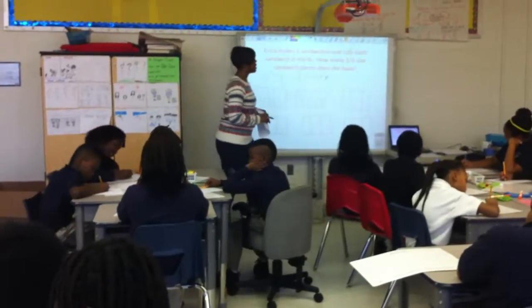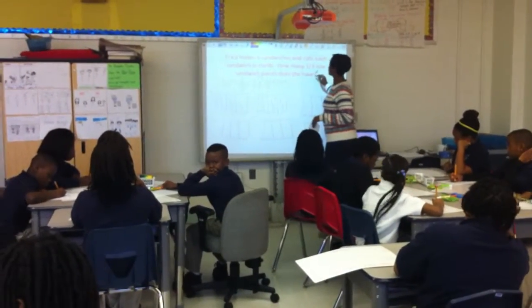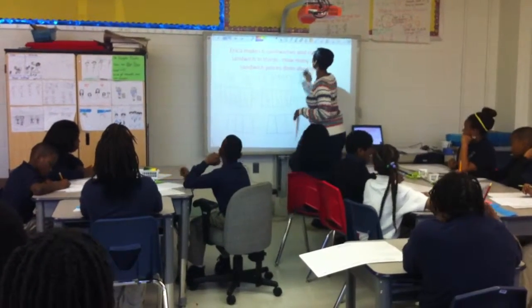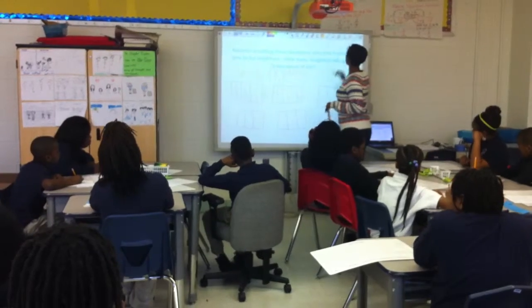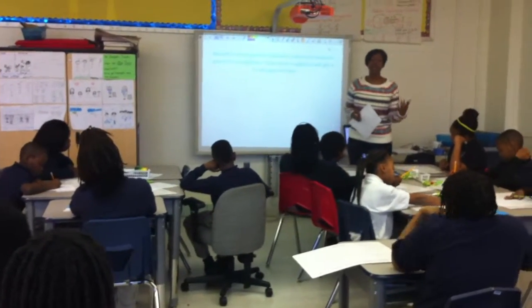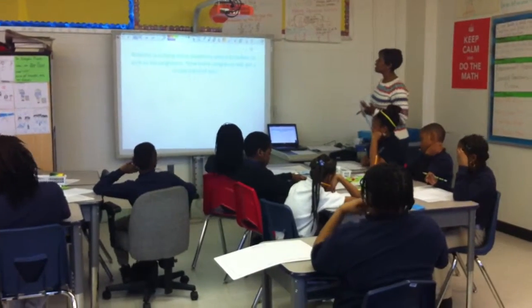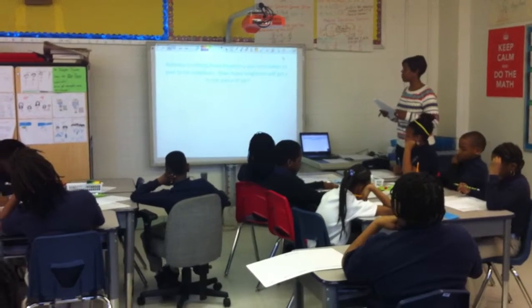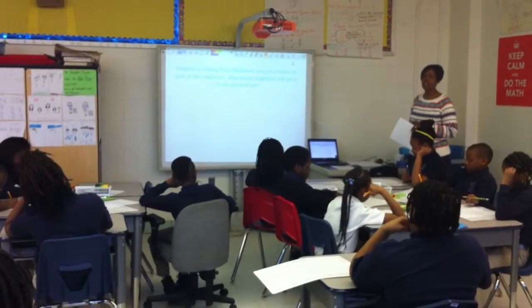Okay? Let's look at the second problem. All right. The second problem we're going to do together. Here's our problem. Roberto is cutting 3 blueberry pies into halves to give to his neighbors. How many neighbors will get a half-size piece of pie?